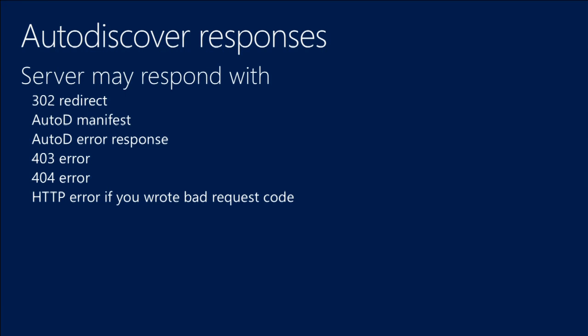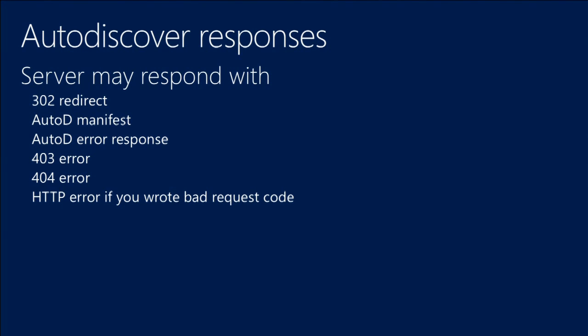So, assuming that we reach one of these endpoints, the client may receive one of several responses. It can get back a 302 redirect. It can get back the actual manifest, which is what we would prefer. It can get an error from autodiscover that said, I got your request and for some reason I couldn't answer it. For example, you will sometimes see this in Exchange 2013 when connecting to a CAS for no good reason than I've been able to figure out.